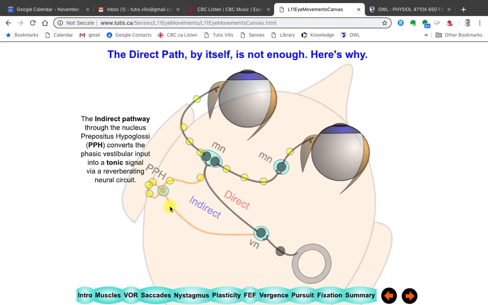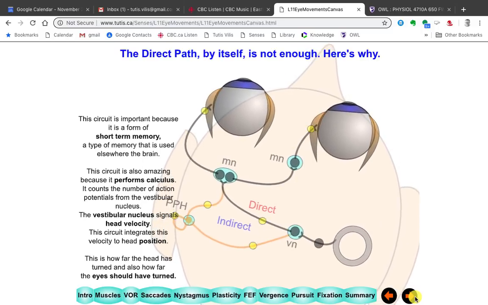Okay, you can try it yourself too. Look at someone, turn your head, and you notice you can keep looking at that person even with your head turned. Okay? That's because of this circuit. This is sort of like a memory, a short-term memory.